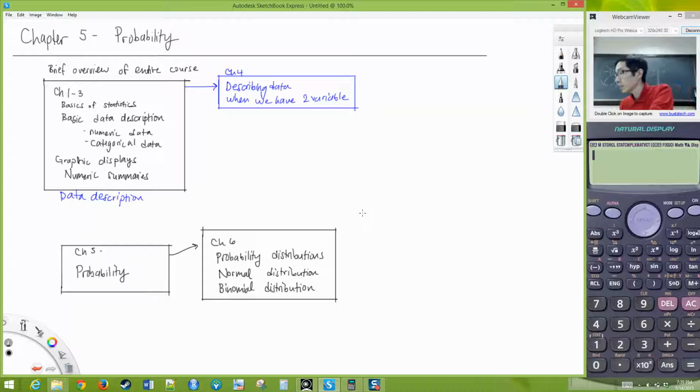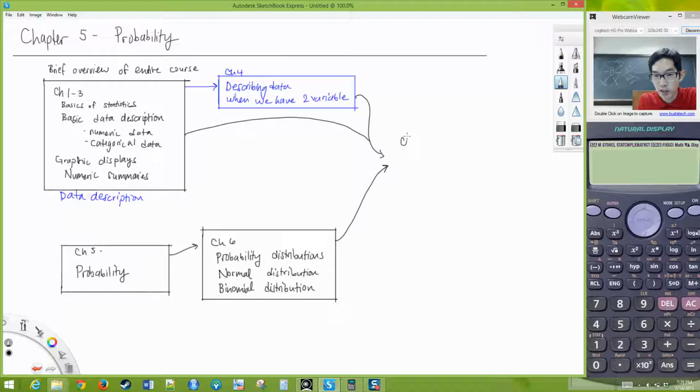And then in chapter 7, we talk about sampling, okay? And this brings together the two sides, data description. So actually, I should bring that in there also. So data description and probability distributions come together when we deal with chapter 7, and we talk about sampling and inference.